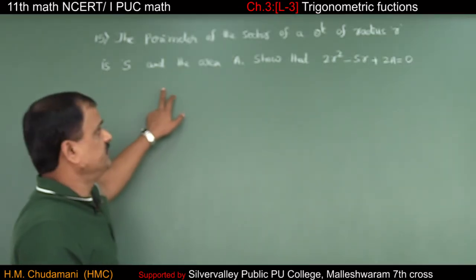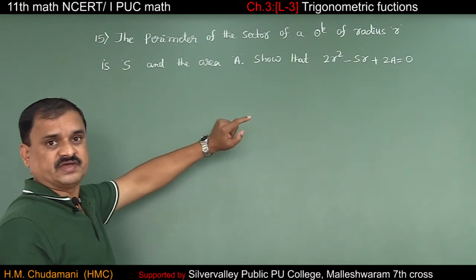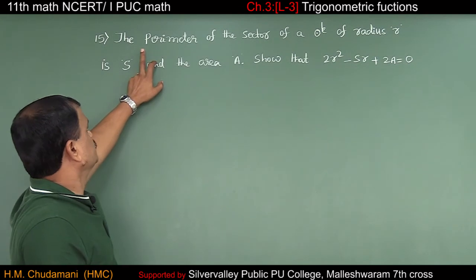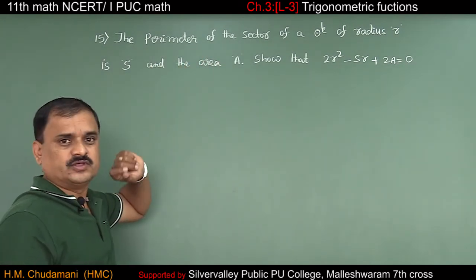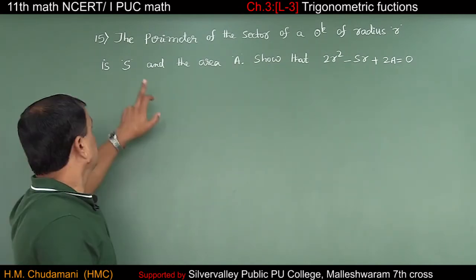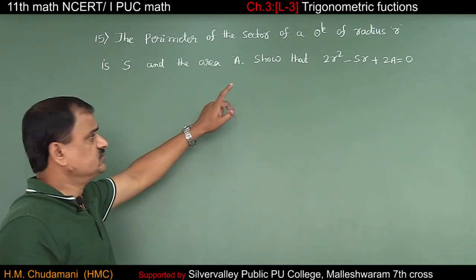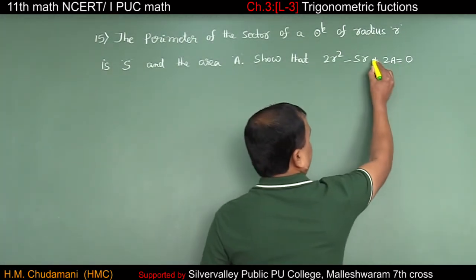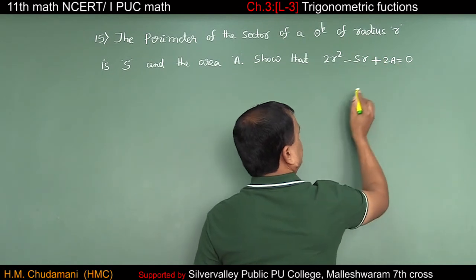Next, question number 15. It's a very good question, a memory based result. You need to remember the answer and fact. It has appeared repeatedly in MCQs also. The perimeter of a sector of a circle of radius R is S units and the area is A. Show that 2R square minus SR plus 2A is equal to 0.